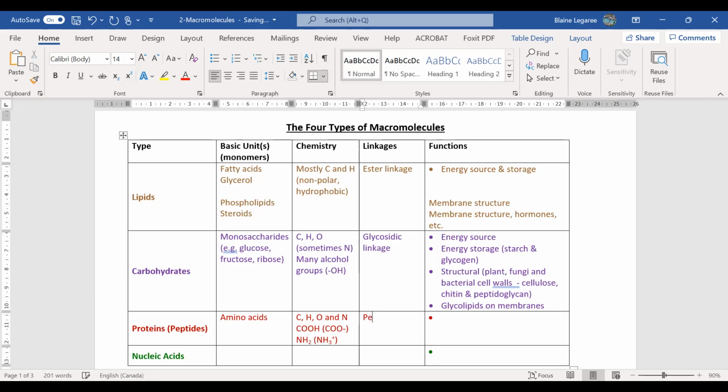What are the linkages called? They are called peptide bonds. And what do proteins do? A whole bunch of things. So let's see if I can remember what some of the things we talked about were. We have enzymes. We have receptors.